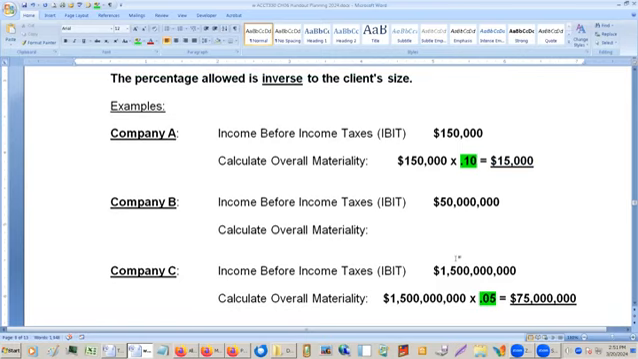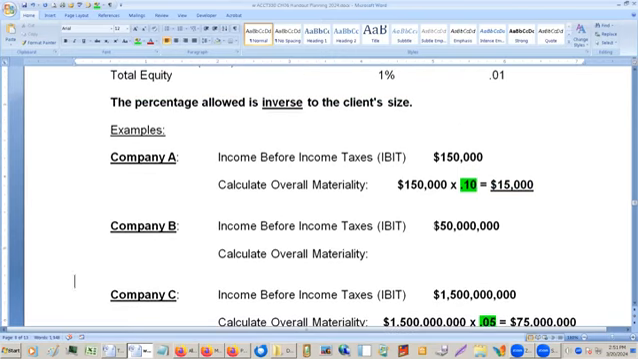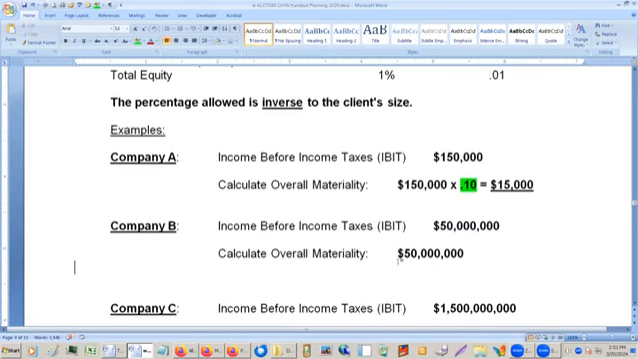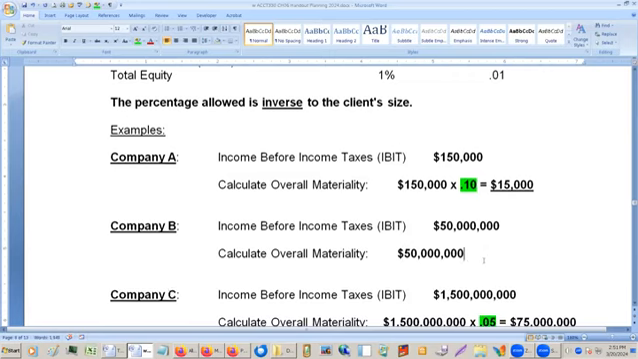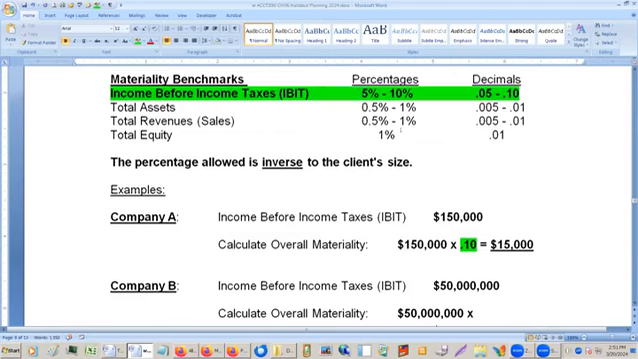Now, those two are kind of cut and dry if you're using that rule of thumb. Let's go to Company B. Company B is not massive, but it's not small either. So we have a judgment to make. What percentage are we going to use? Again, this is a judgment, so there's no right or wrong, but probably somewhere in between 5 to 10.